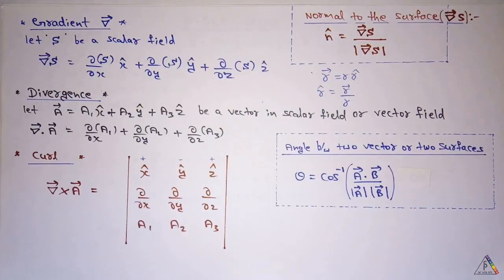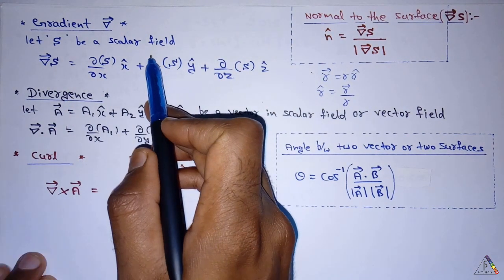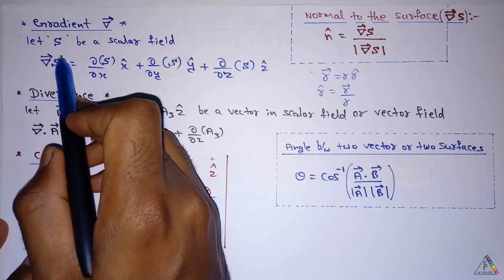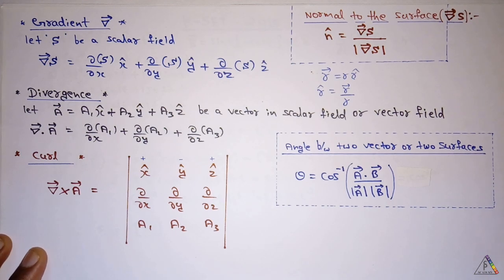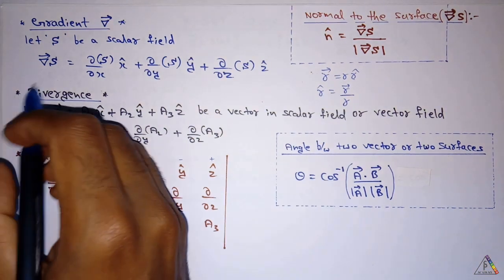Next is gradient. Consider a scalar field S. For example, consider the room temperature inside a room. If you want to measure the variation in temperature from one wall of the room to the other wall of the room, we apply this gradient operation.